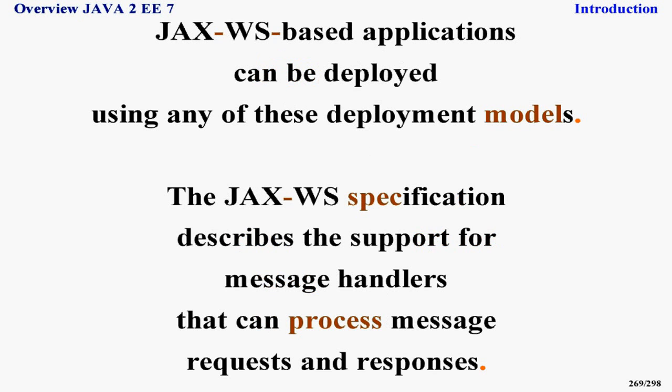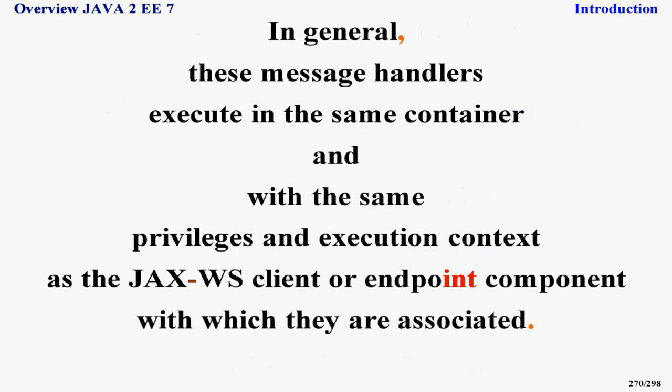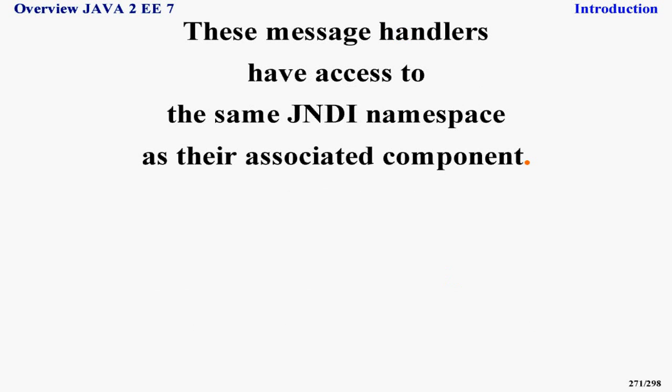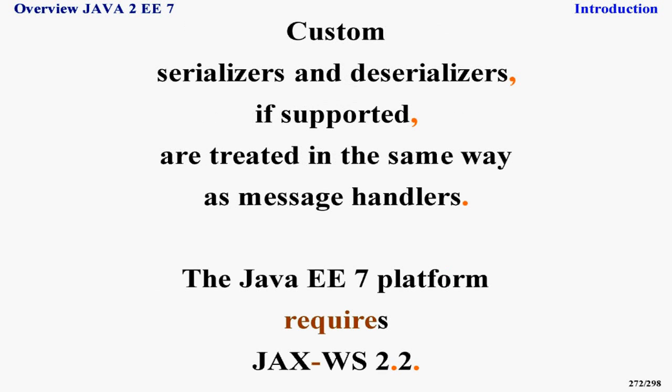The JAX-WS specification describes the support for message handlers that can process message requests and responses. In general, these message handlers execute on the same container and with the same privileges and execution context as the JAX-WS client or endpoint component with which they are associated. These message handlers have access to the same JNDI namespace as their associated component. Custom serializers and deserializers, if supported, are treated in the same way as message handlers. The Java EE 7 platform requires JAX-WS 2.2.